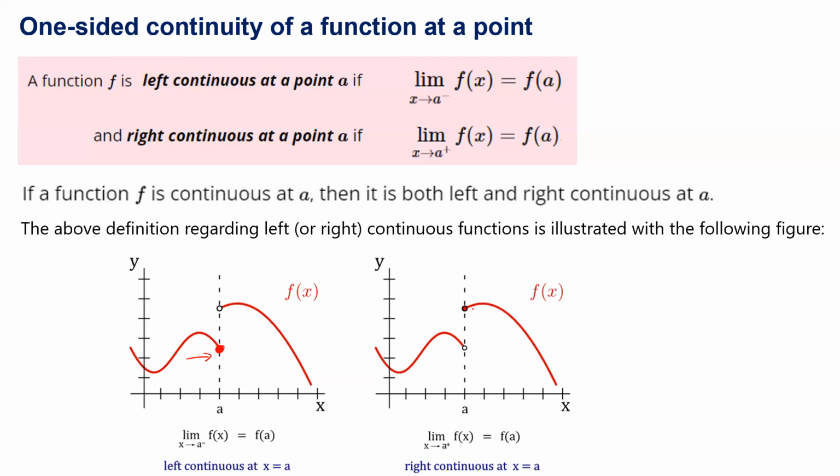And in the figure on the right, as you can see here, when x approaches A from the right side, the limit of this function as x approaches A from the right side equals the function's image at this point A. Therefore, we say this function is right continuous at x equals A. You understand? This is the concept of left continuous and right continuous.